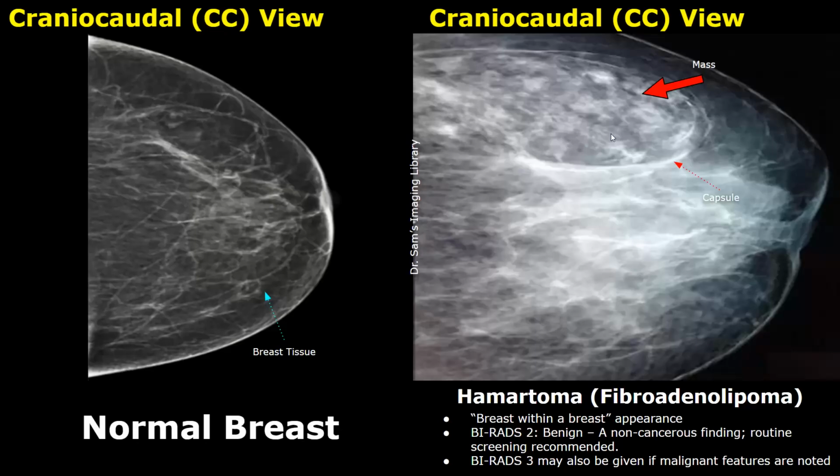These type of lesions are given either BI-RADS 2 or BI-RADS 3, but usually it is given BI-RADS 2, benign, a non-cancerous finding. Routine screening is recommended to monitor its size.